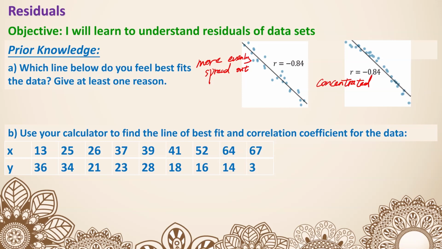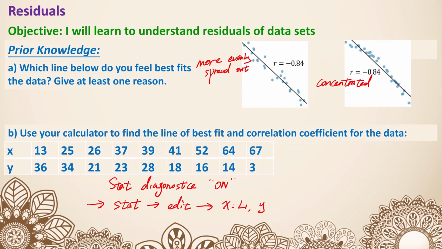B, well, this is what we have learned in the last lesson. You're going to need to type all of the data into your calculator. And then let's review the process again. So it's going to be stat diagnostic on, okay, and then stat, then edit, then x in L1, y in L2, afterwards stat, and then calc, and then you're going to choose lin reg, press a bunch of enter, okay, and then you're going to get the final answer.